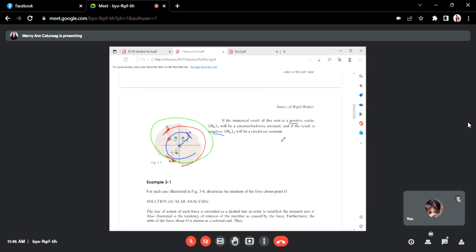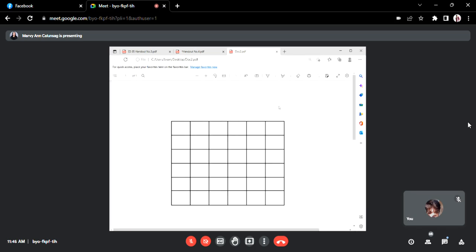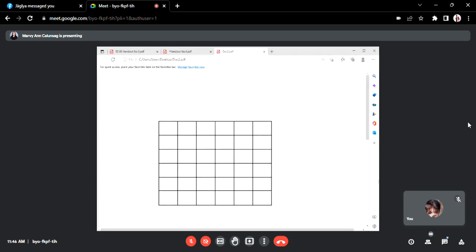Okay, so scalar analysis, I will show you a different example first. Let us have this illustration for the scalar analysis of moment of a force.